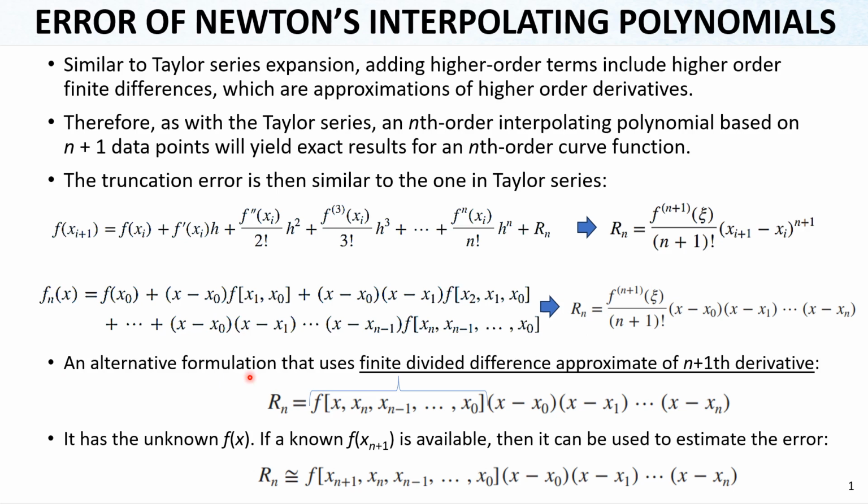And we can have an alternative formulation that uses finite divided difference approximation. Basically for this one, we will use finite divided differences. And Rn is, these are the finite divided differences here, this part. And these are this data again. And it has the unknown f(x) here, because x is not known. Actually, x is known, but f(x) we want to find, because x is the data for which we want to find the f(x) value. If a known f(x_{n+1}) is available, so if we have an additional data point n plus 1, then it can be used to estimate the error as well. Because we don't know f(x), from here we are not able to get an error value. But if we have additional data f(x_{n+1}), instead of using x, we can use that here to predict the estimate. That's the simple idea actually. From here, even before calculating the interpolation, we can have an estimate of the truncation error. Let's check this in an example.